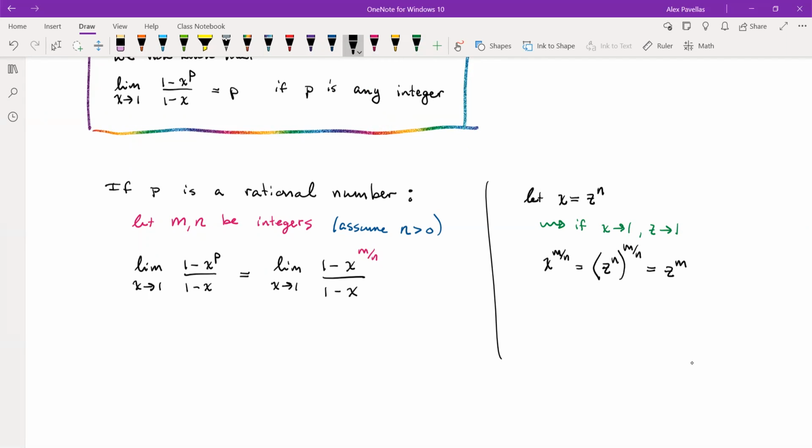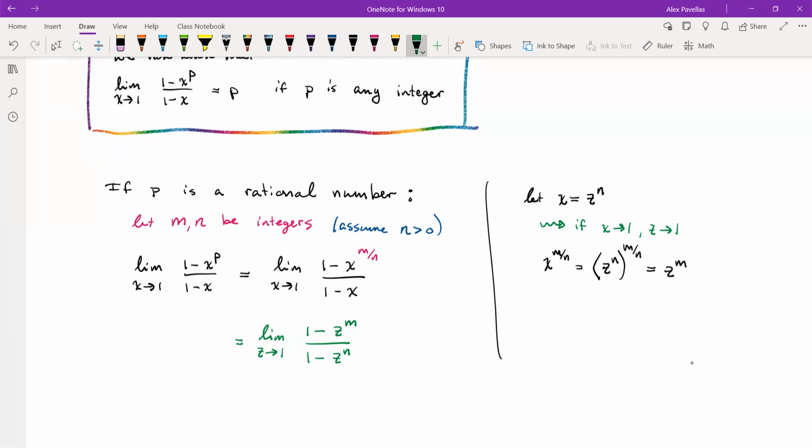Interesting. So if we make this substitution here, this now becomes the limit as z approaches 1 of 1 minus z to the m, right? Because the x to the m over n became z to the m, and then divided by 1 minus z to the n, right? Because the x was the same thing as z to the n. That was the substitution that we're making. Okay, so our original limit now becomes this limit when we have a rational exponent.